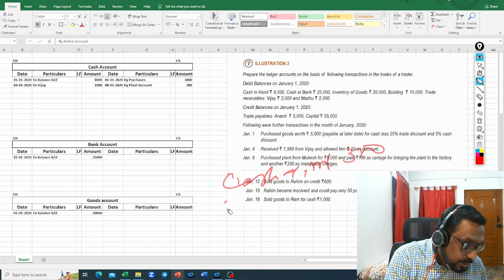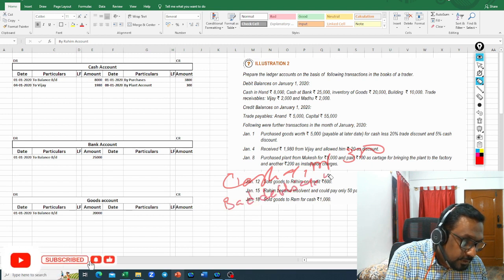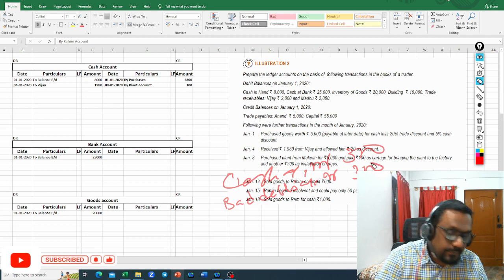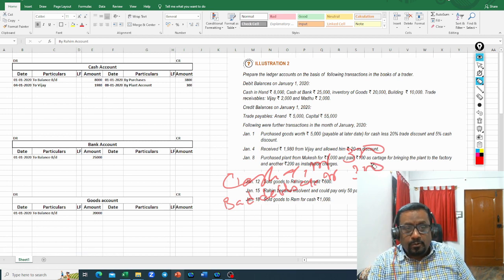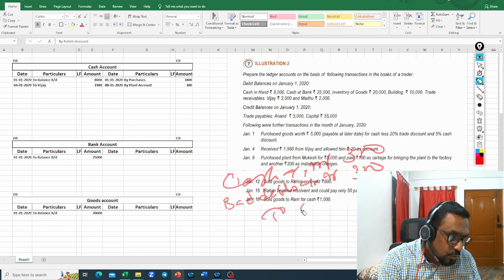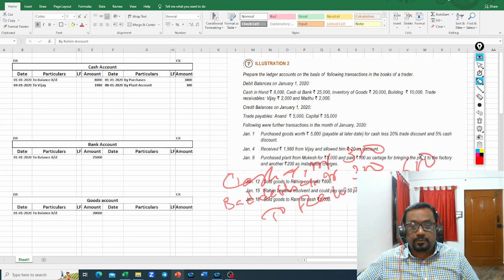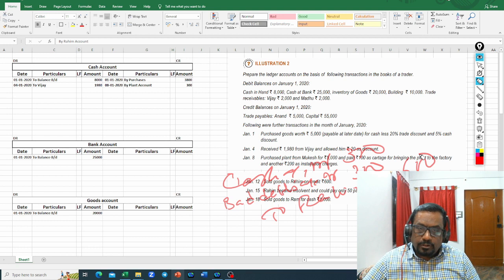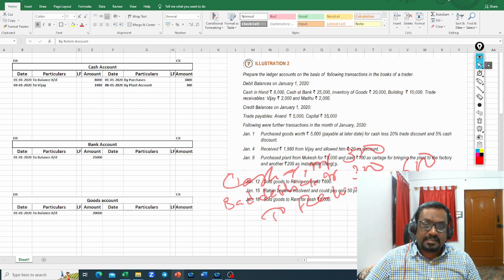So what we do is we debit bad debts account 300. And who paid this amount? Rahim. So to Rahim account 600. This is how the entry is supposed to be posted. Are you clear about the entry? Now, let us post this transaction. So cash account debit. We have already prepared a cash account, right? Cash account debit side we need to write.